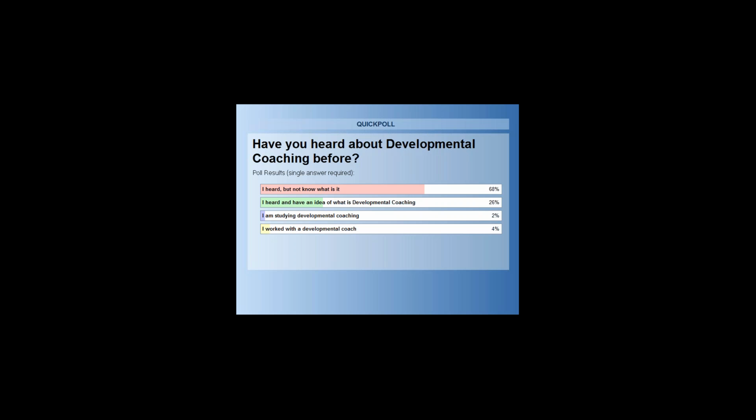Twenty-six have an idea of and have heard about developmental coaching, so they have a rough idea of what it is. Someone is studying developmental coaching already, good for them, and others work with a developmental coach. So great also. The 2% and the 4% for the last two.